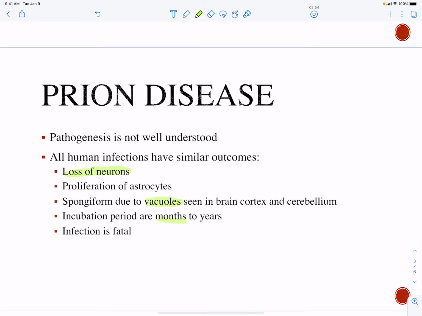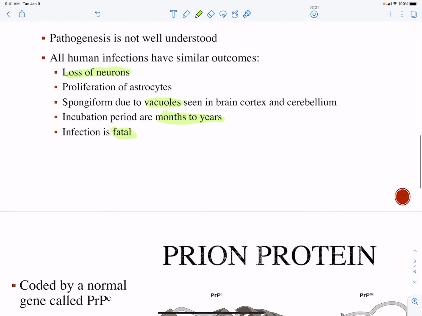The incubation period, again, can be very prolonged. So you present with a neurologic disease, the individual passes away, and then upon doing the post-mortem analysis, you find the brain has these holes in it, these vacuoles in it. And the contamination could have been years before you actually presented with the disease. And then, of course, this is always going to be fatal.